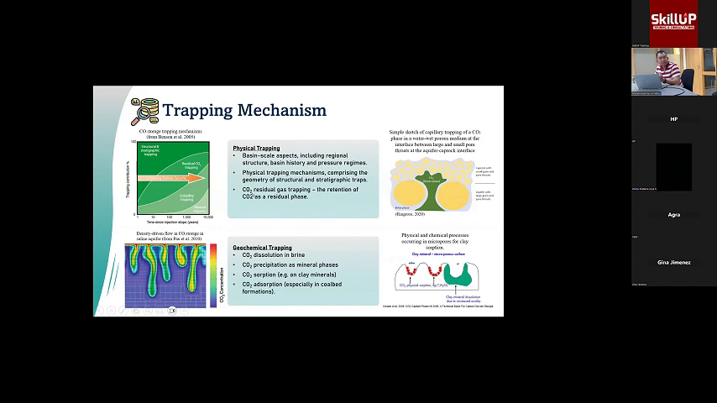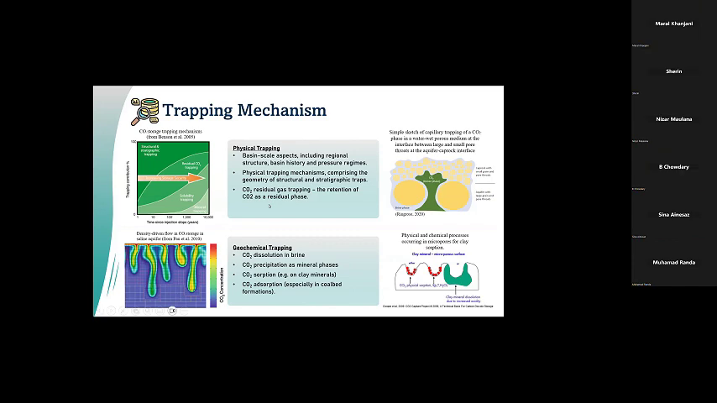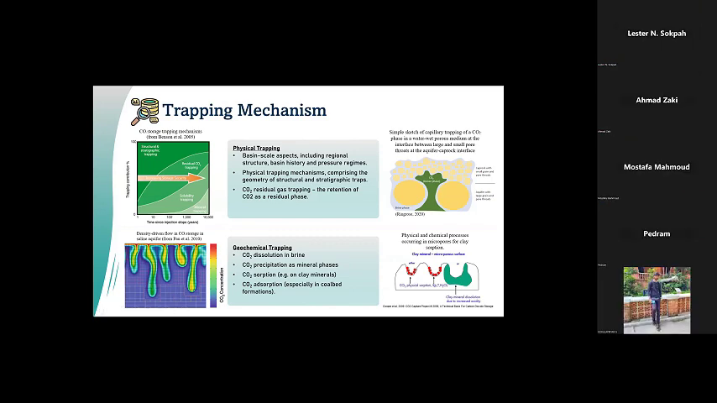The other thing we can think about is CO2 residual gas trapping, which happens immediately when we inject the CO2, the drainage process. And then when the CO2 moves upward due to the buoyancy effect, some of the CO2 will be trapped in the geometry of the pores. We call it CO2 as a residual phase.